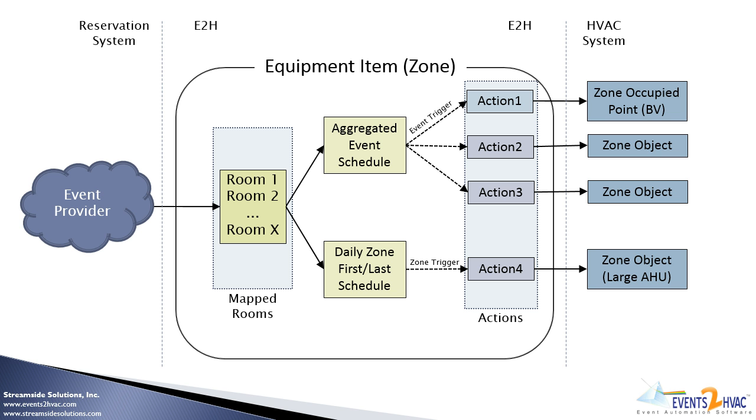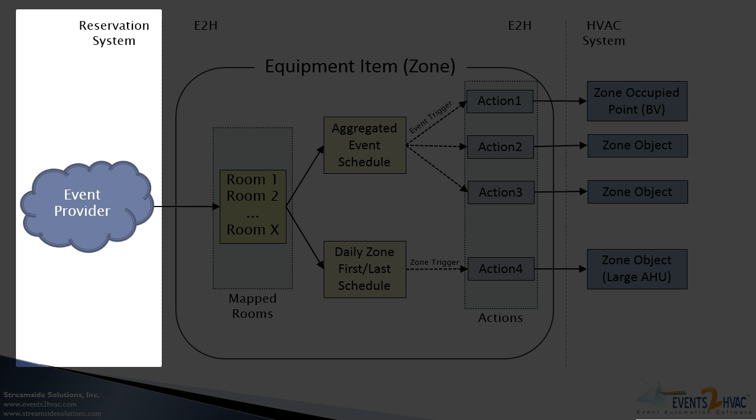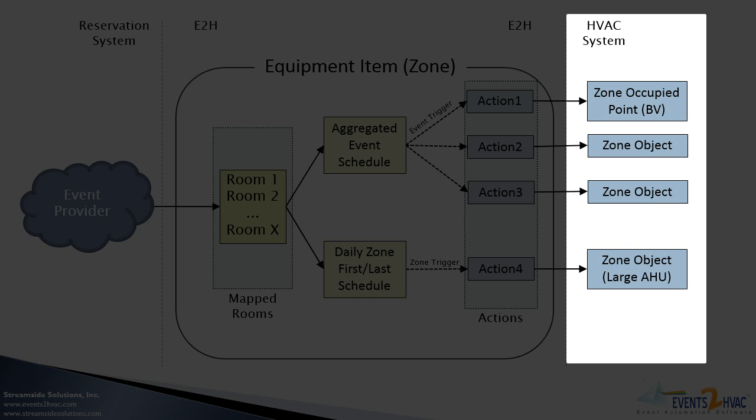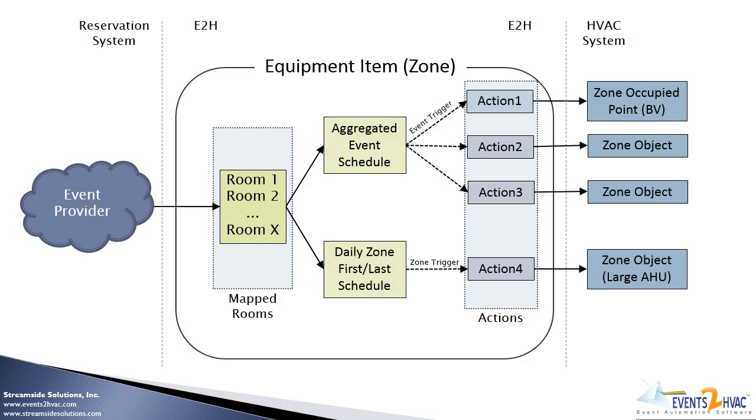This diagram shows how equipment items or zones in Events2HVAC work. You can also see the interface boundaries between the reservation system, Events2HVAC, and the HVAC system. For each zone that you want to control, you're going to create an equipment item. This typically is done one for each physical system or terminal unit. In cases where several terminal units are in the same zone, you can create one zone and have several actions for each terminal unit. For each item, you're going to map to the rooms from the event provider that are part of the zone.